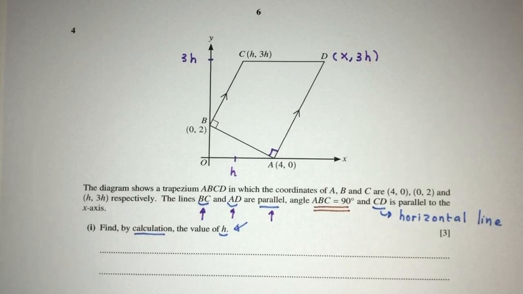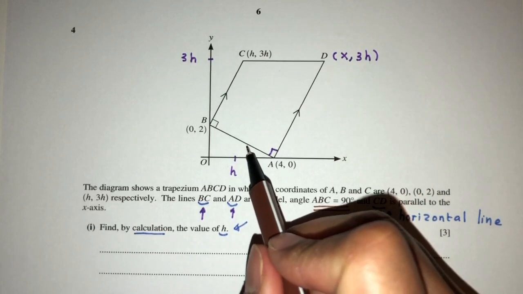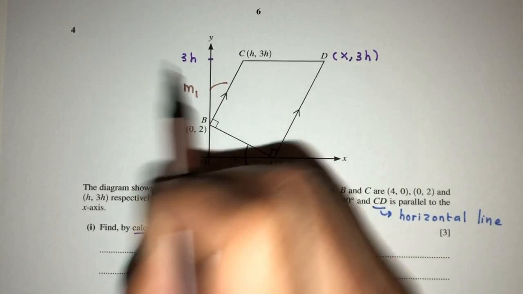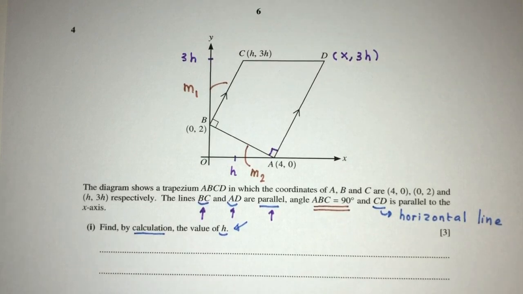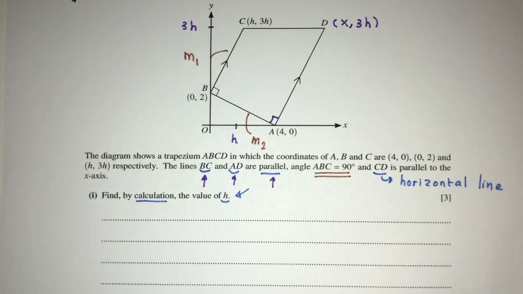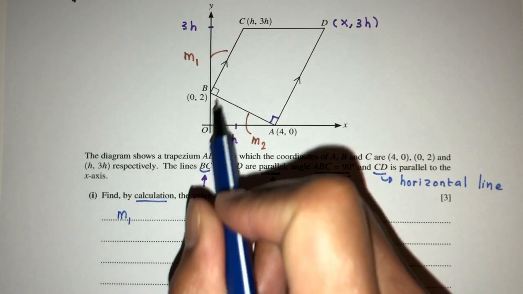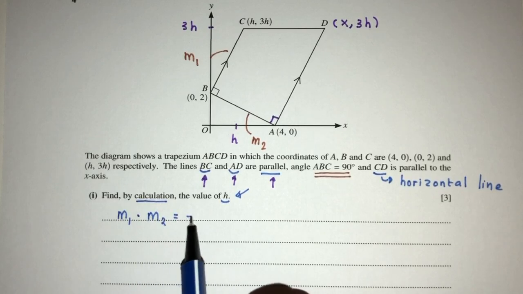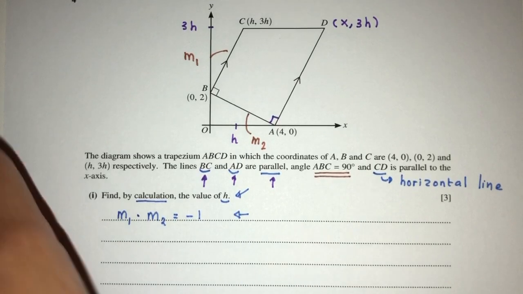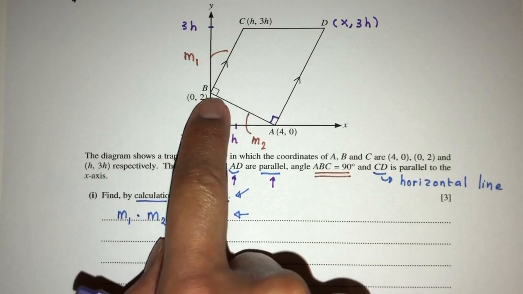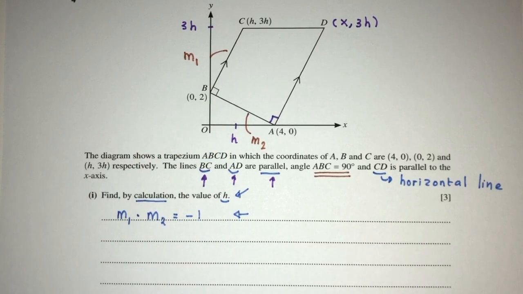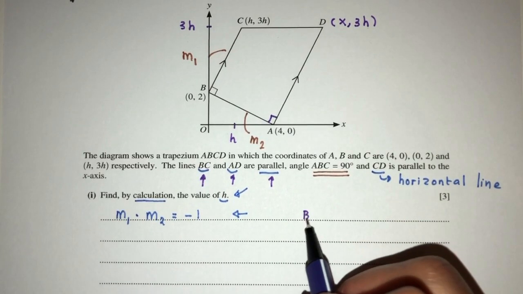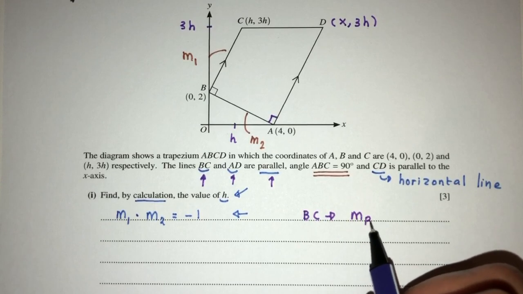As you guys know, let's call this one the gradient M2 and this one gradient M1. Now you know whenever we have a tangent and perpendicular bisector, the idea is that if you take the gradient M1, for example this line, and multiply it by the gradient M2, you're supposed to get -1. That is the main equation we can use because we know this is 90 degrees. So we can use that very simply to find the value of H. Now we know that M1 is the line BC, so let's find the gradient of BC first.